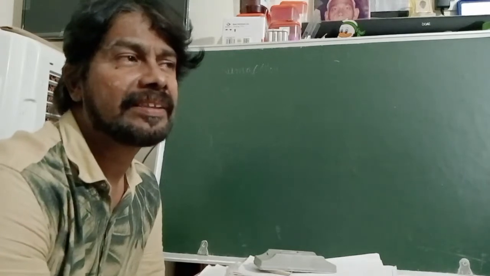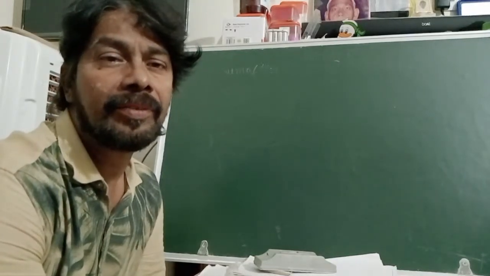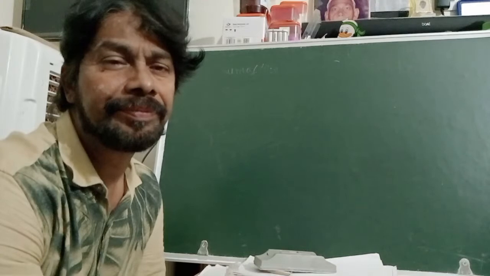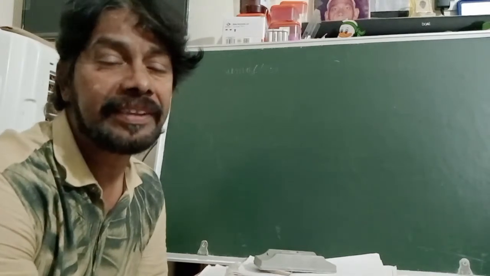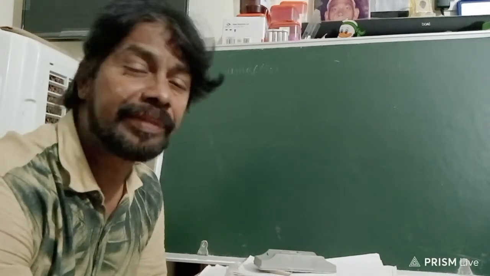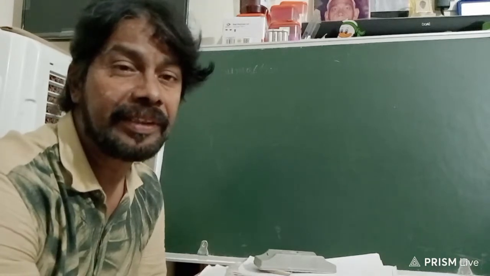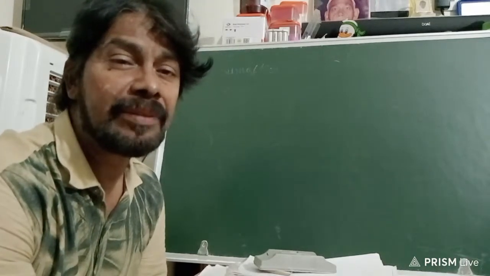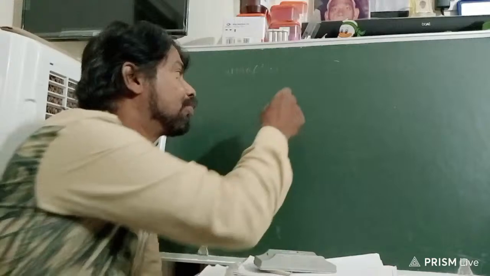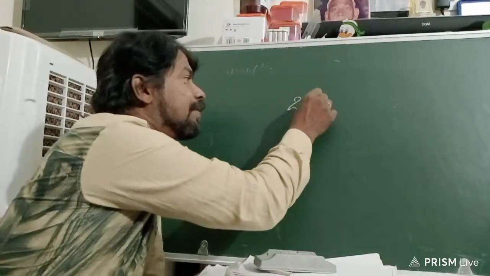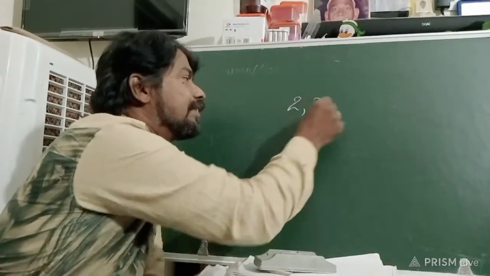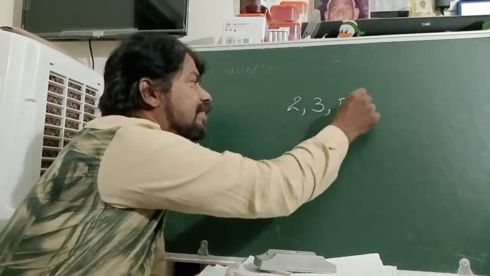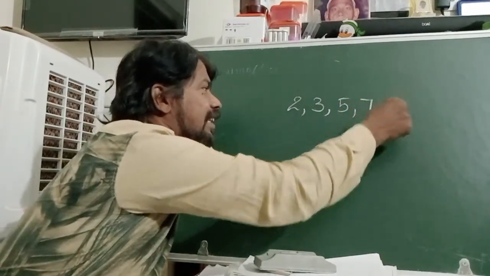So first, 1 is not a prime number, nor is it a composite number. 1 is neither prime nor composite. So the least prime number is 2. Next prime number is 3. Next is 5. Next is 7. Next is 11.